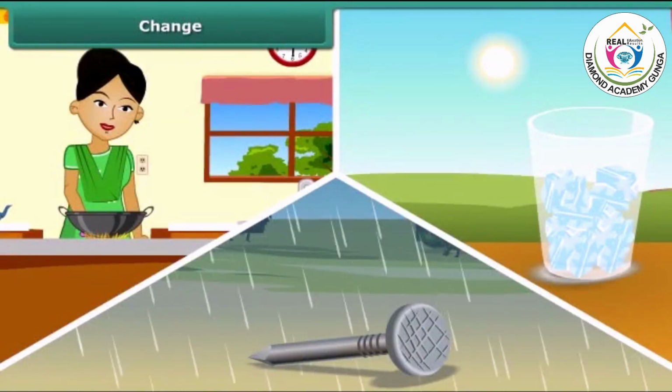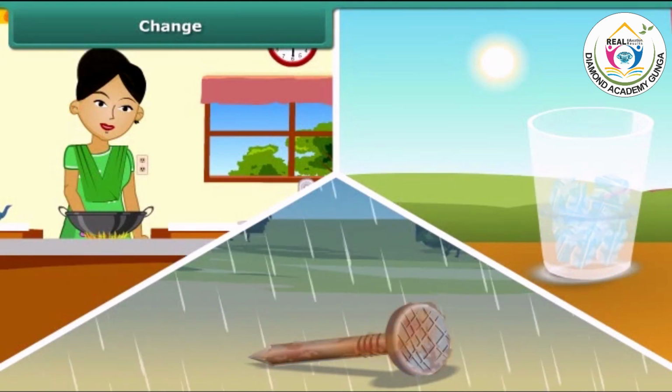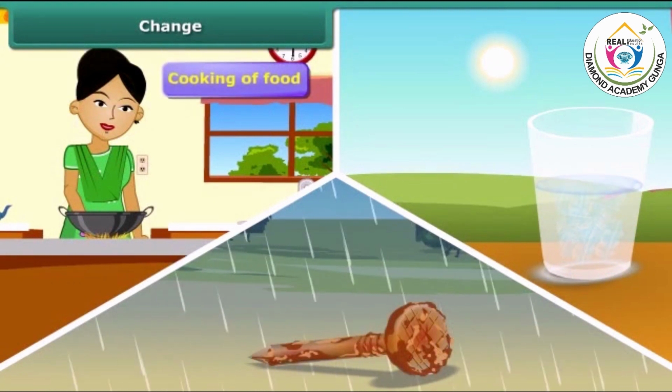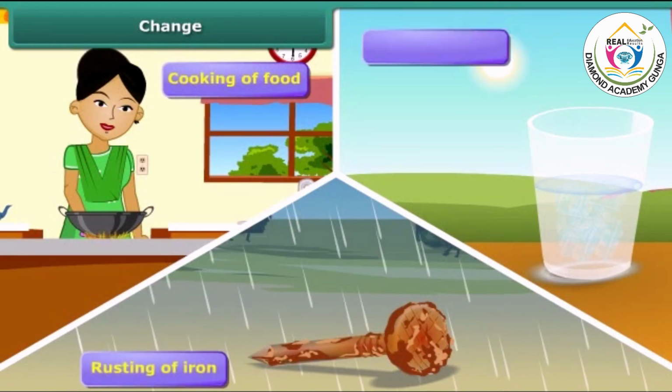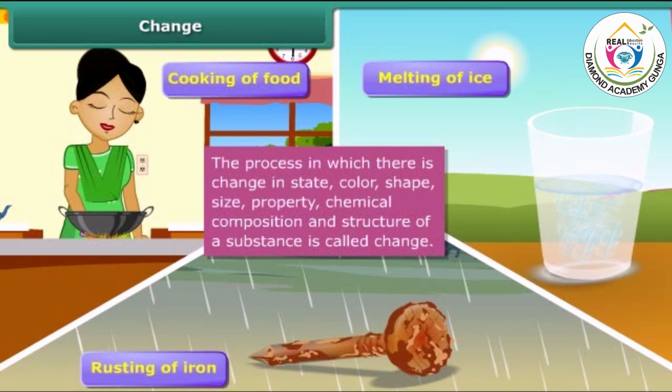We observe many changes. Some examples of changes in our daily life are cooking of food, rusting of iron, melting of ice. Change is a process in which the properties like state, color, shape, size, chemical composition and structure of a substance are altered.